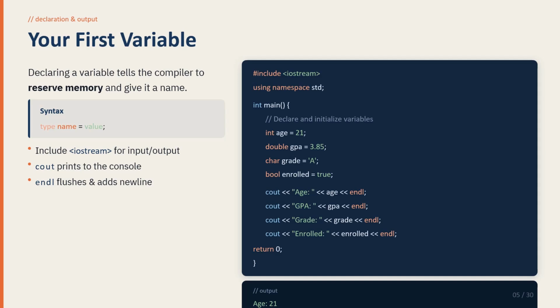So let's see how we declare variables in C++. The basic syntax is type followed by a variable name, optionally an initial value. Here int specifies the type, age is the variable, and 21 is the value. Similarly, we can declare variables of types double, char, bool. The cout statement displays these values on the screen.